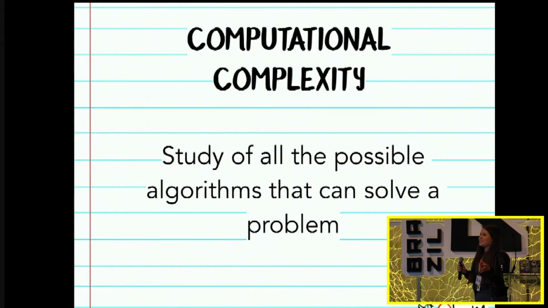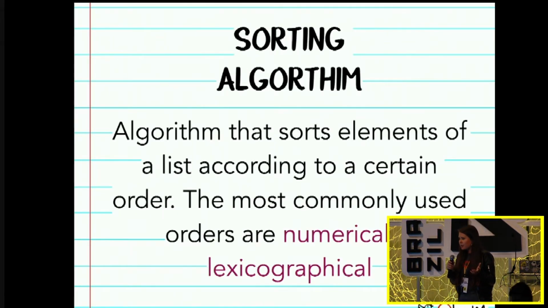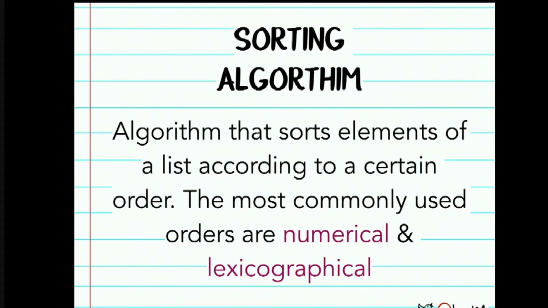So computational complexity, that's the thing that I wrote in the first title. So what's computational complexity? Basically, it's just the study of all the possible algorithms that can solve a problem. But this is a sorting talk. So what is a sorting algorithm? A sorting algorithm is an algorithm that sorts elements of a list according to a certain order. The most commonly used orders are numerical and lexicographical. Just keep this in mind, it's really important.